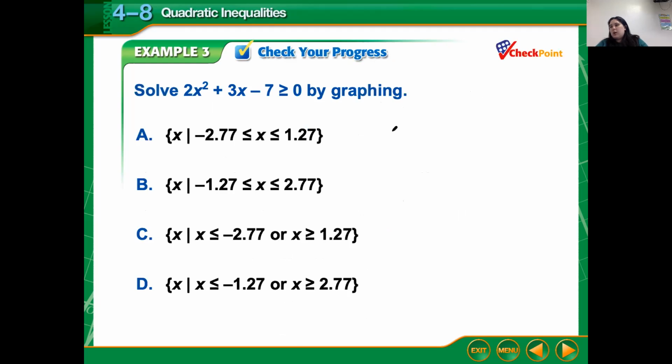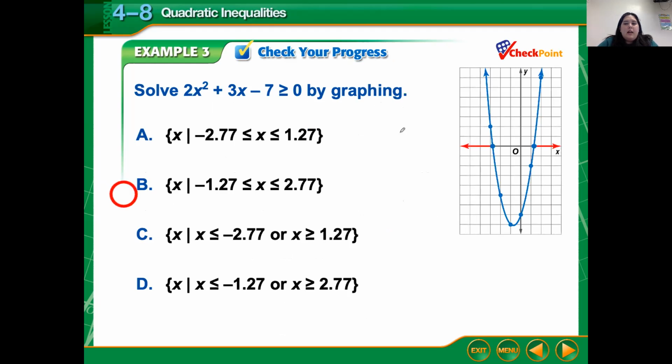So go ahead and try 2x squared plus 3x minus 2 is greater than or equal to 0. You can try by graphing it. All right, when you graph it, here's what our graph is. And we can see that it's above from this point and this point. Because it says greater than, we want above.